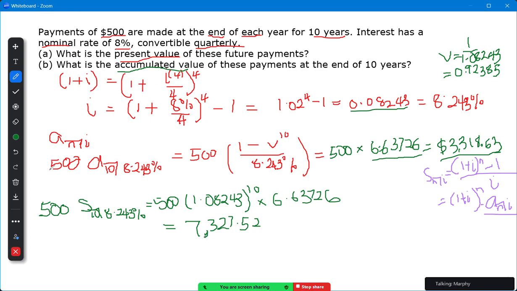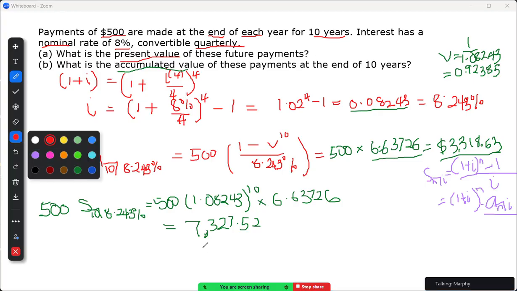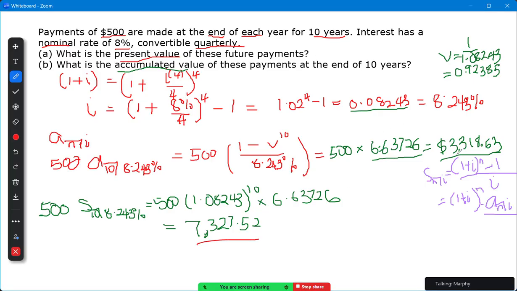I have the present value to be this amount, and then I have the future value, which is the accumulated value of this payment at the end of 10 years. So this is going to be the accumulated value that it's talking about. This is the accumulated value, while this is the present value of the future payment.